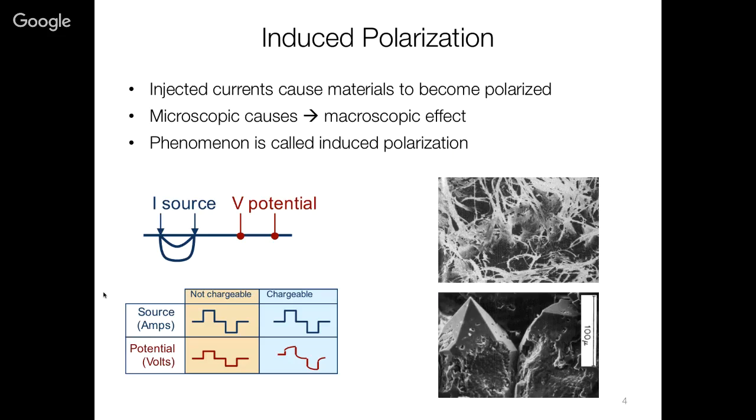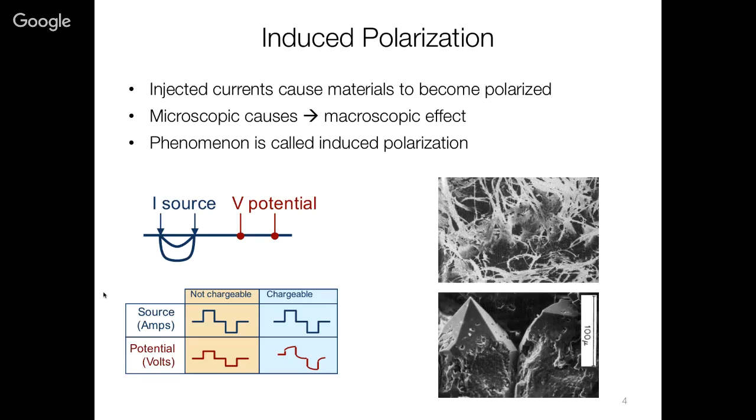And the idea is as follows. If something is not chargeable, if we have a source like this, so we turn the current on, leave it on, turn it off, leave it off, and then reverse the polarity. If we looked at the electric potential that's measured, it would mimic exactly that. So it would look almost identical.